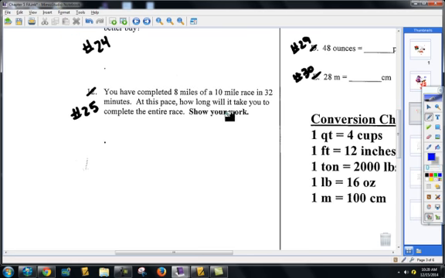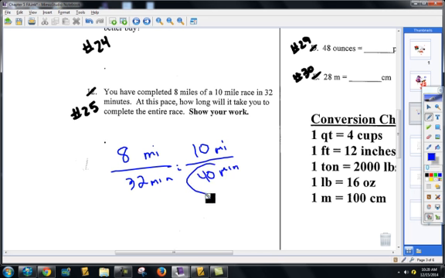Okay, you've completed 8 miles of a 10-mile race in 32 minutes. I mean, the easiest way to do it is just put your fake ratio on there. 8 miles in 32 minutes. And then just say, okay, well then how much would a 10-mile race be? Right? That's probably the easiest way. Cross, multiply, divide. You're going to end up finding that it would take you 40 minutes.